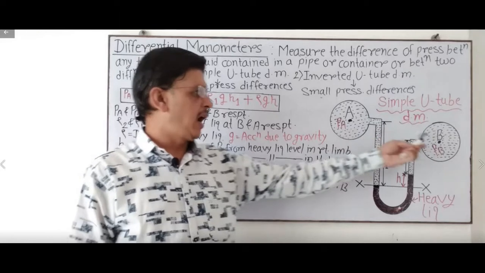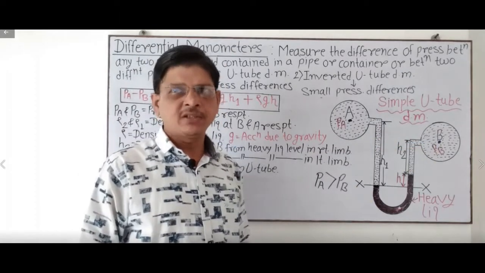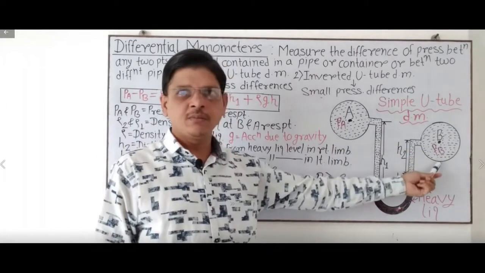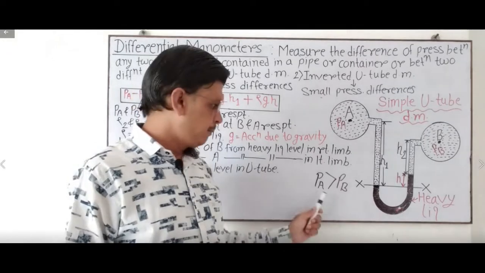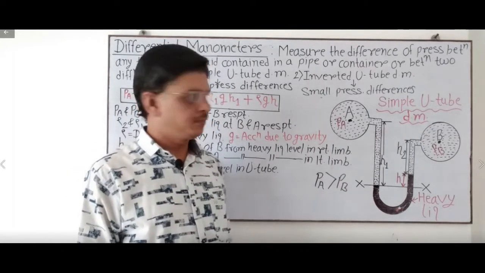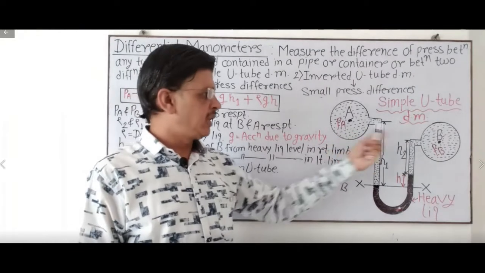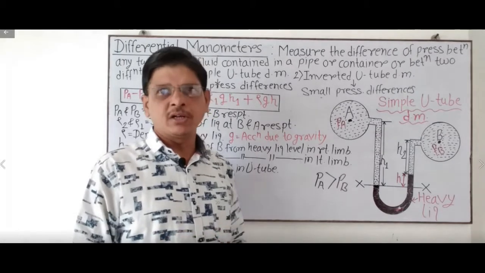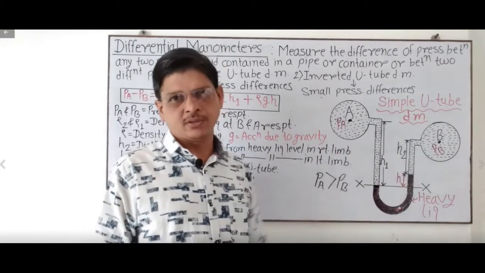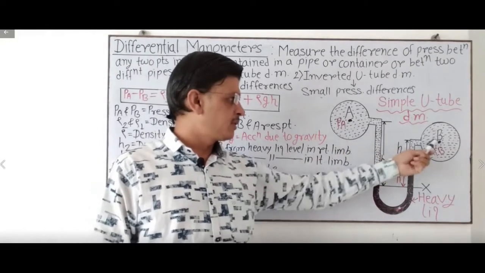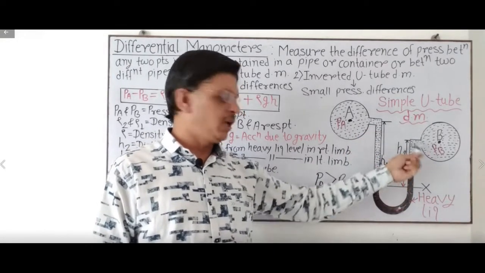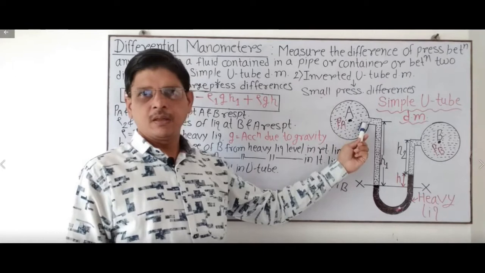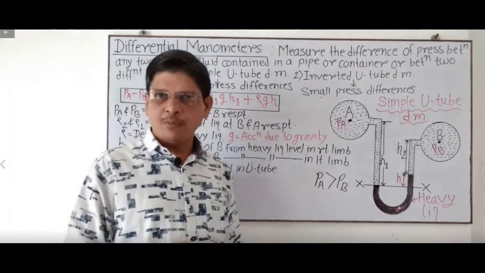Assume points A and B. The pressure at point A is PA and the pressure at point B is PB. Consider that PA is greater than PB, means the pressure at point A is larger than the pressure at point B. When we connect this manometer to these 2 different pipes, the liquid from these pipes enter into the limbs of the manometer. In pipe A, pressure is larger than that of pipe B.